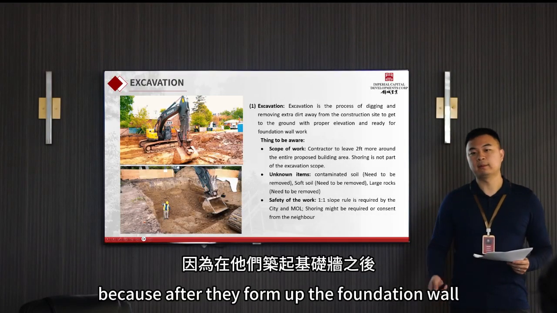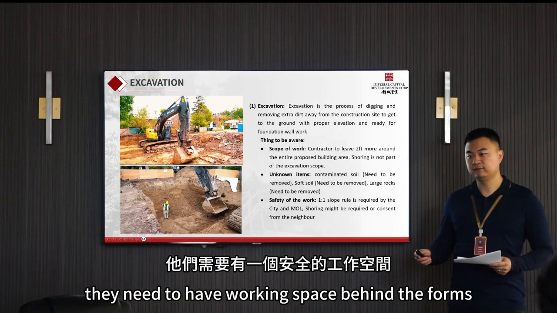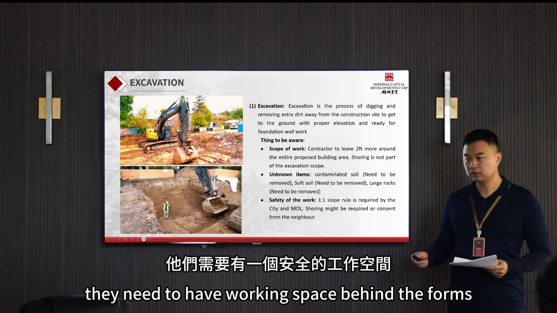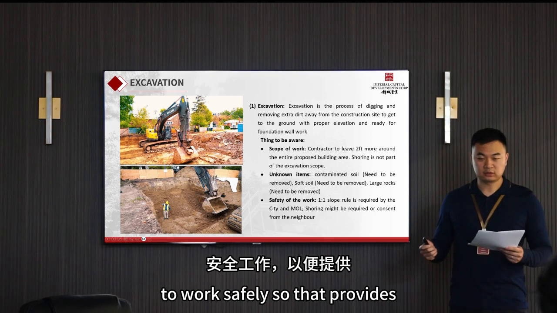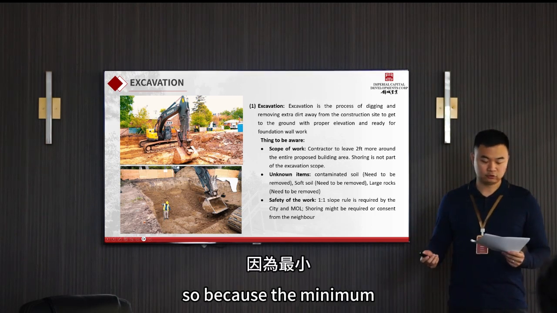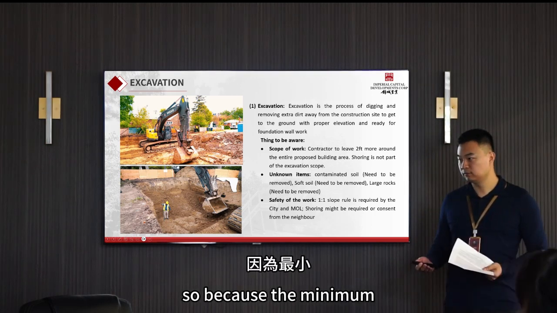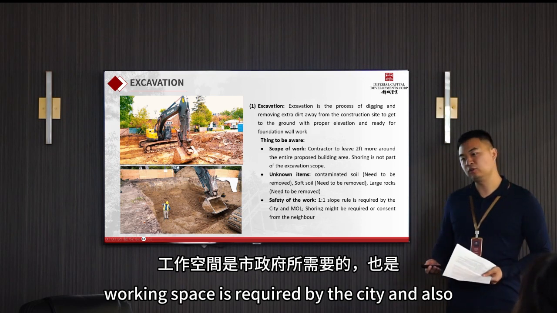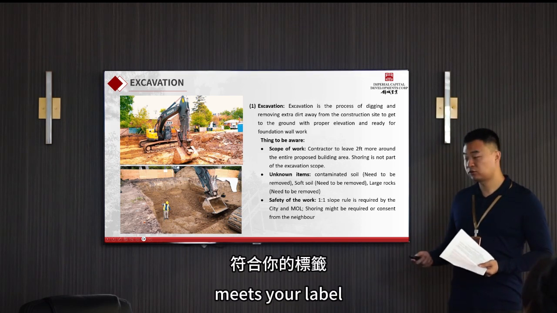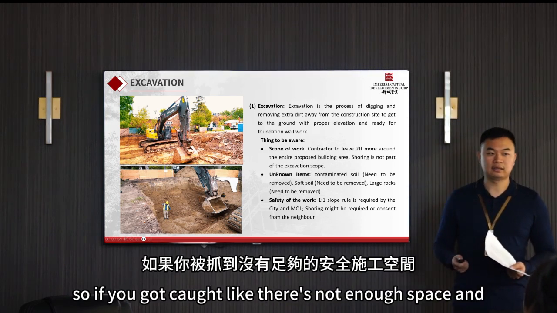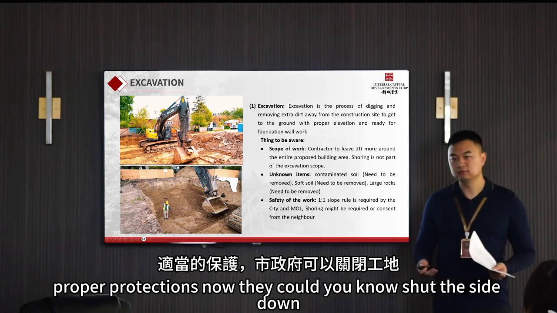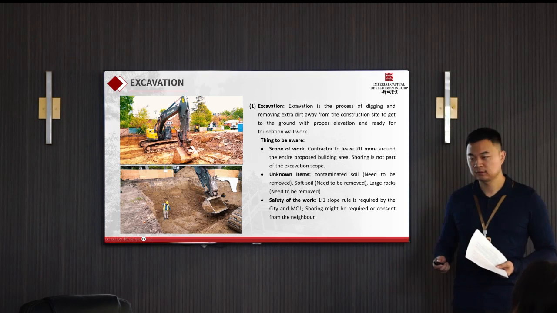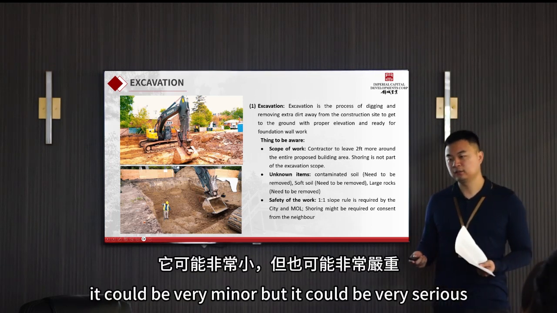After they form up the foundation wall, they need to have working space behind the forms. So these 2 feet are for the foundation wall guy to work safely. The minimum working space is required by the city and also meets labor requirements. So if you get caught without enough space and proper protections, they could shut the site down. It could be very minor, but it could be very serious.